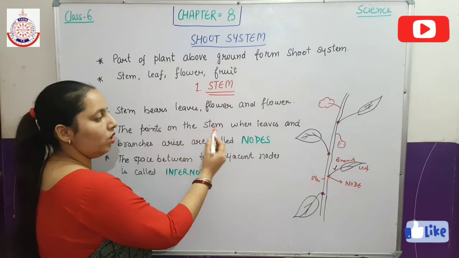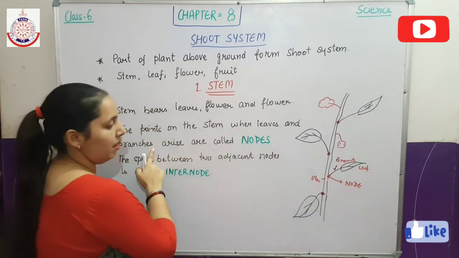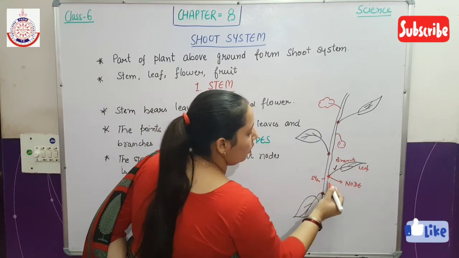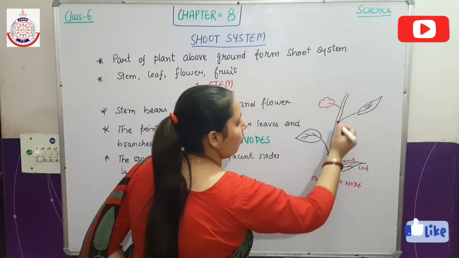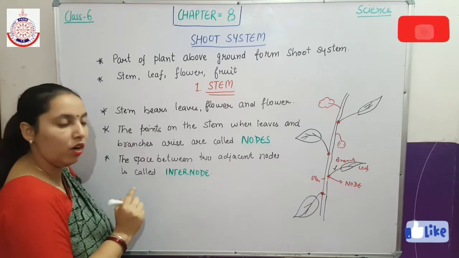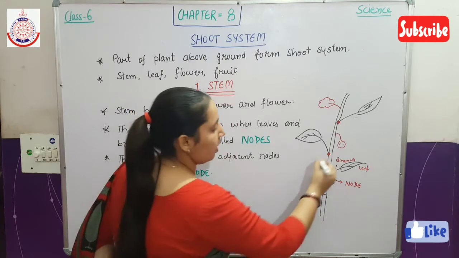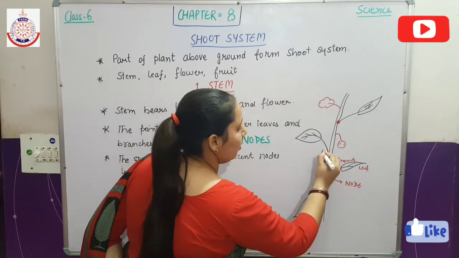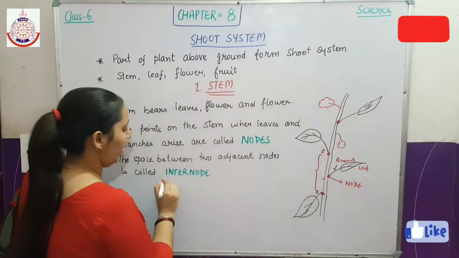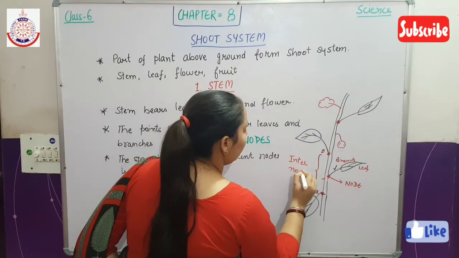What is a node? It is a point on the stem where leaves and branches arise. From where the branch arises, that point is called a node. This is a node, this is a node and this is a node. Second is the internode. What is an internode? It is the space between two nodes. The first node is this one and the second node is this one. So the space between these two nodes is known as the internode.